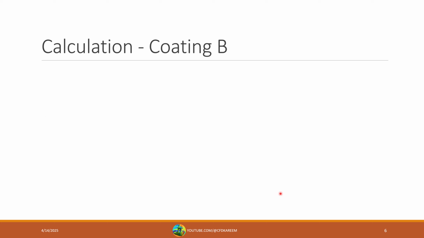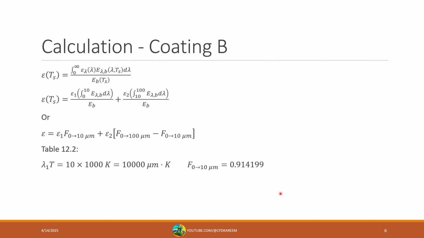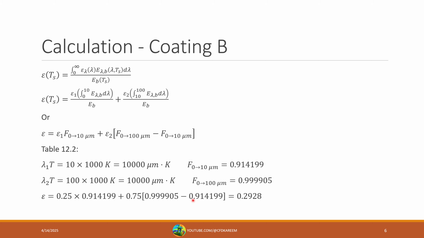And if we do the same thing for coating B, again, we'll take our integral, we'll use our black body assumption, we'll get our values from our table, which are going to be the same, since we're again multiplying 10 by 1000 and 100 by 1000. And then when we plug in our emissivity, in this case, we're going to go from the low emissivity of 0.25 to the high emissivity of 0.75. We're actually going to get a much lower number for the emissivity of 0.2928.